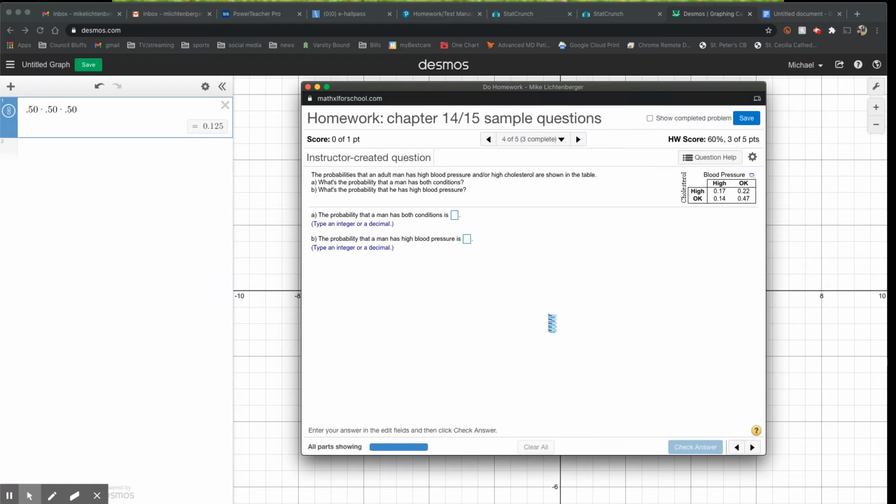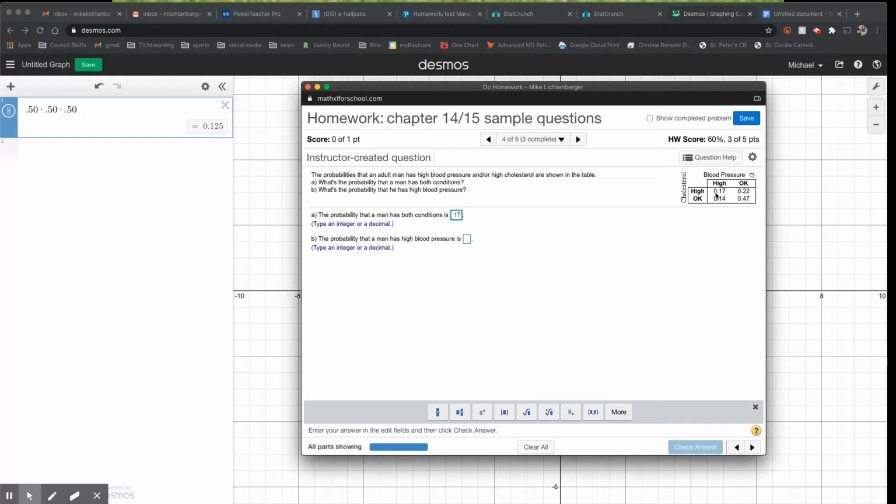Okay, next question. The probabilities that an adult man has high blood pressure and or high cholesterol are shown in the table that's over here. What's the probability that a man has both conditions? That means high cholesterol and high blood pressure. That's this one right here. That's just 0.17.